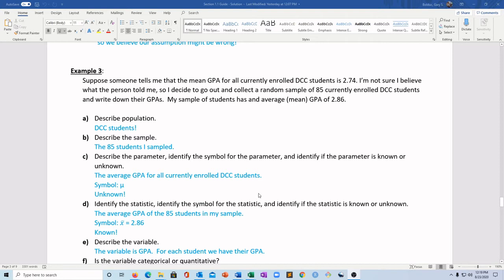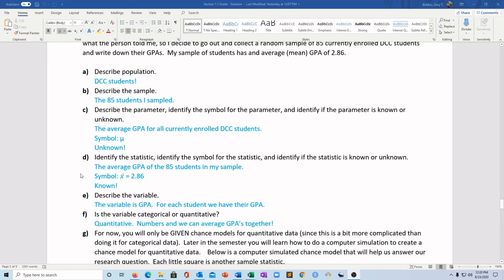So example 3 says, suppose someone tells me that the mean GPA for all currently enrolled DCC students is 2.74. I'm not sure I believe what this person told me, so I'm going to go collect a sample of these students and see what their GPA is. And then I'm going to try to compare those two things. The sample I had a GPA of 2.86.